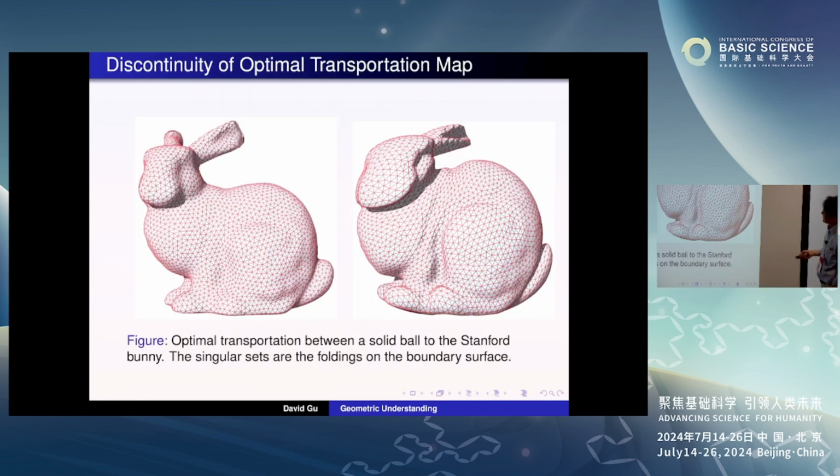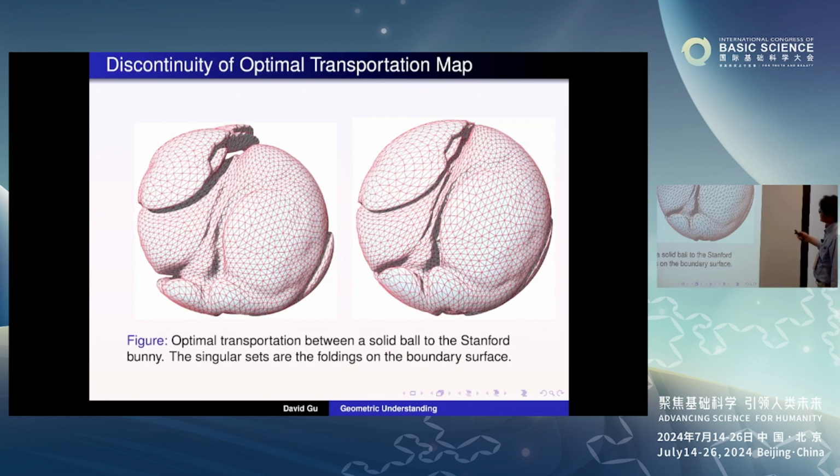Okay, so here we show a high dimension case. We have a solid bunny, then we have a solid ball with a uniform distribution inside. And the mapping, we calculate the OT map. Then you see the surface of the bunny has a lot of foldings. So when you cross the folding, the mapping is discontinuous. So the folding gives the singularity.